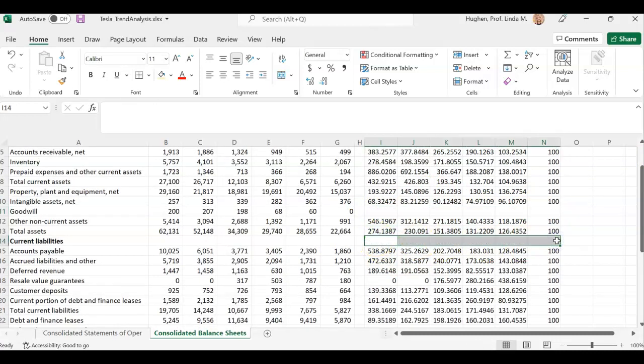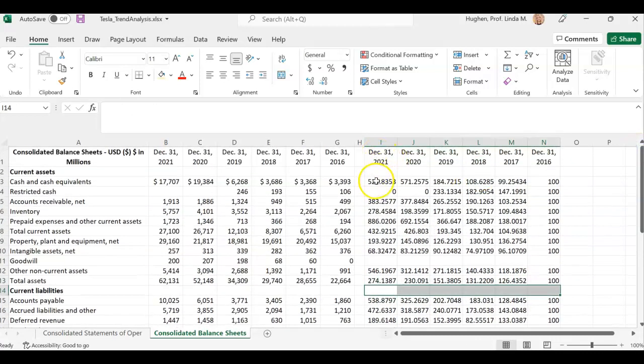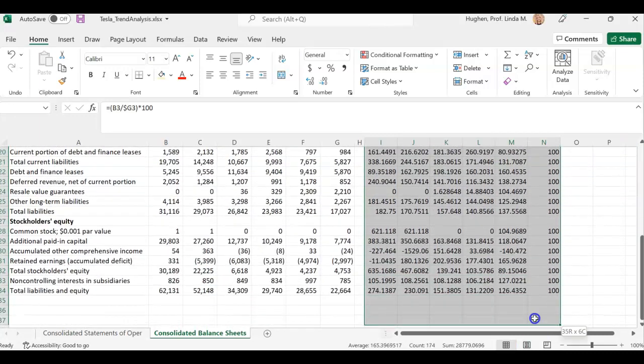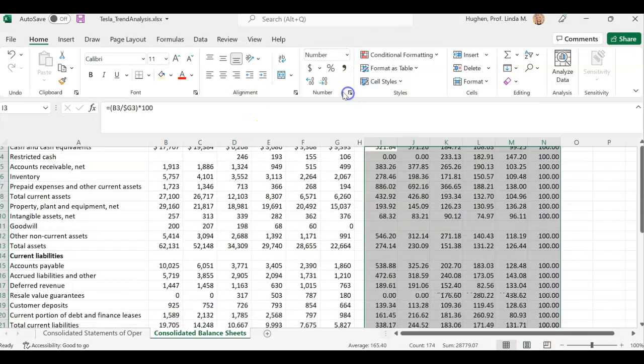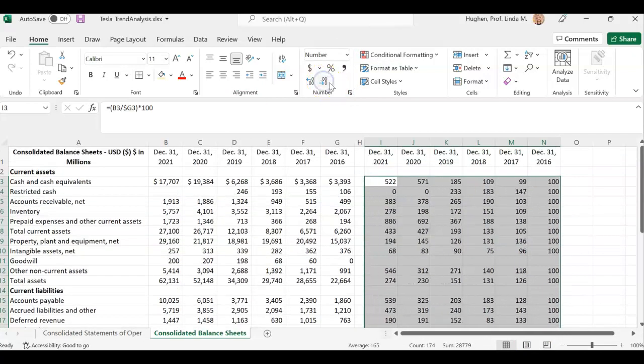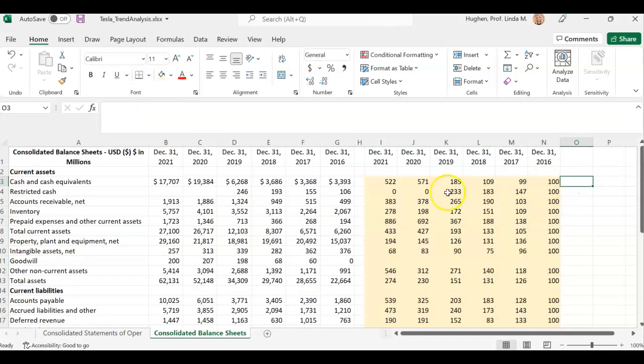And again, format just as we did on the income statement. Make these numbers easier to read. Get rid of those decimal places. Okay, so this is what we're focused on here. And we see a large increase in cash.